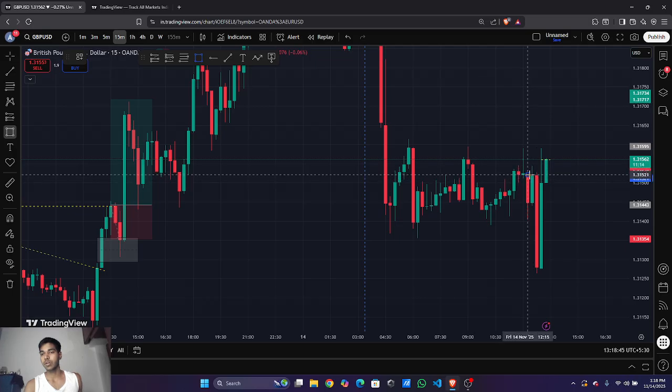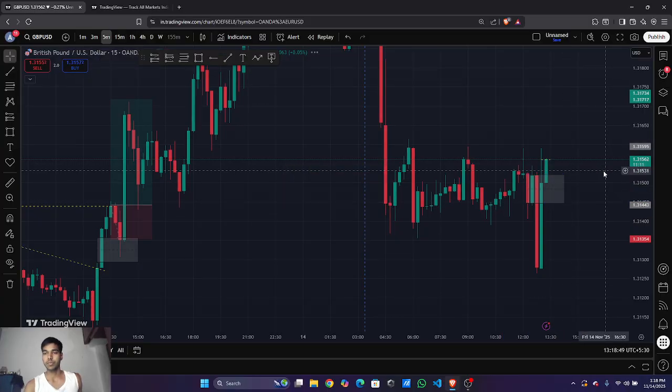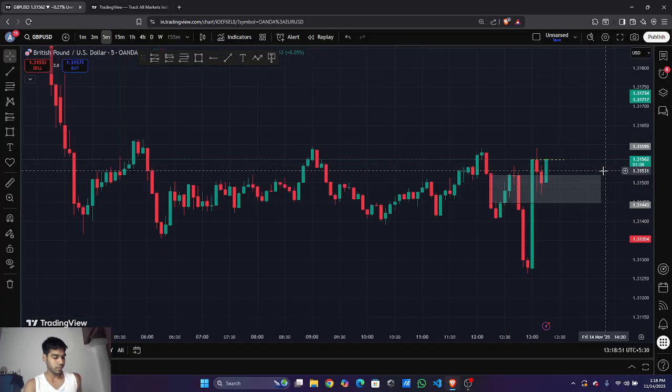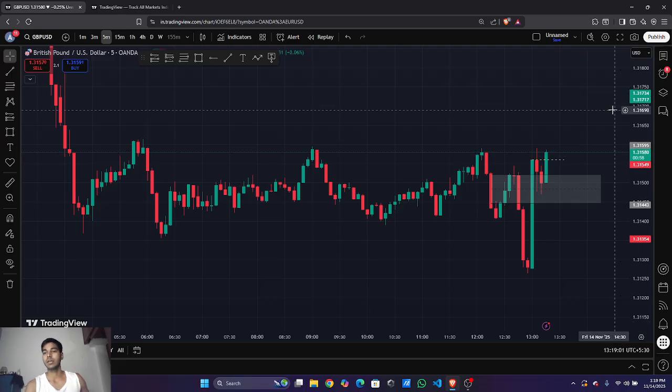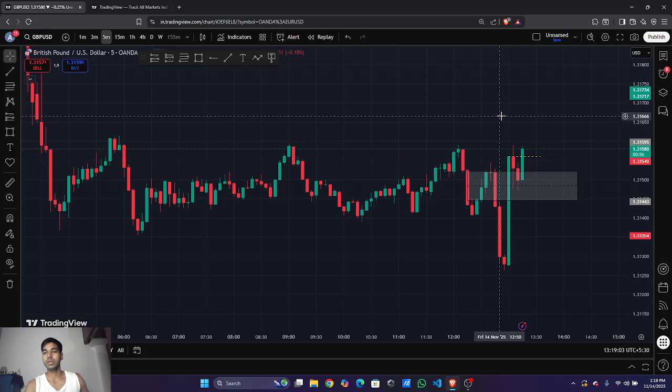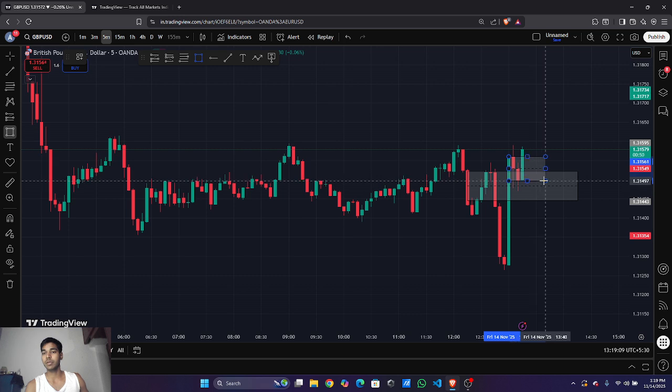So we have this order block over here. What we want is a 15 minute order block retest plus a 1 or 3 minute breakout structure, depending on the chart. I would go for a 1 minute breakout structure because it looks good. This is a 5 minute order block.